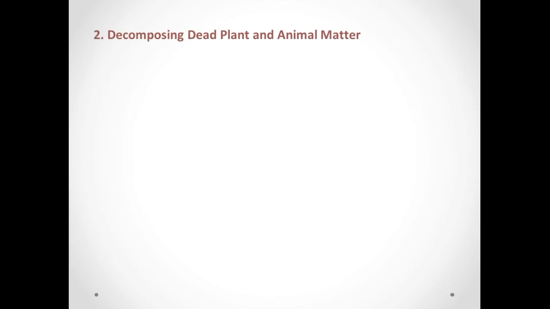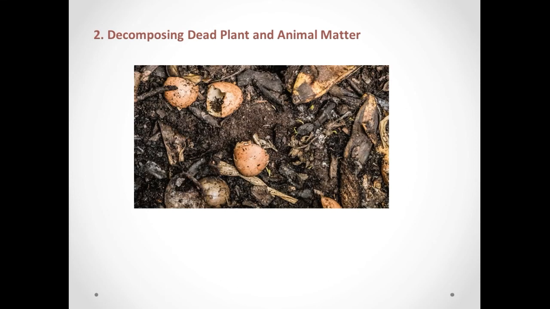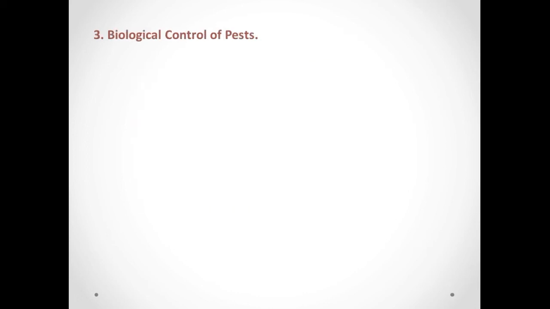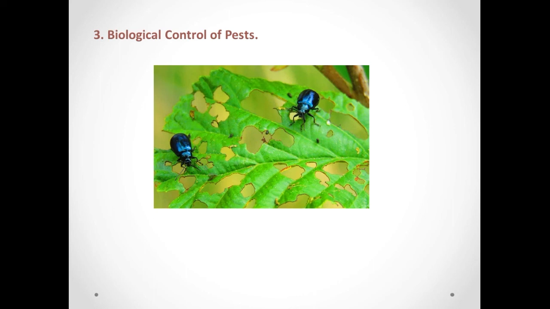Second one, decomposing dead plant and animal matter. Microorganisms decompose dead plant and animal matter. If not, these matter get collected and it affects the balance of the environment. Therefore, microorganisms contribute to the well-being of the environment. Microorganisms are also used to control pests. This is known as the biological control method of pests.